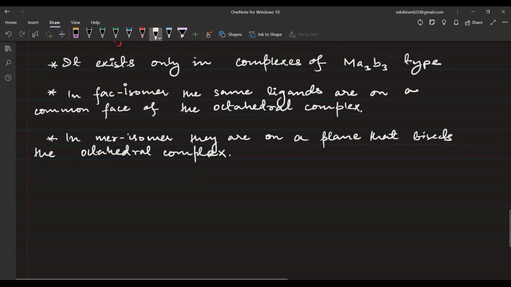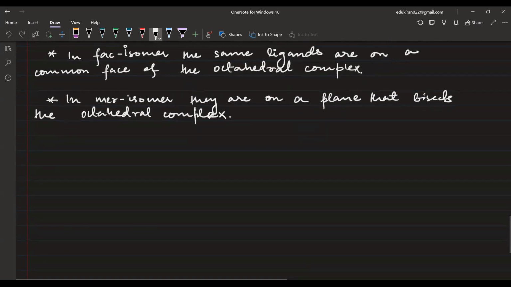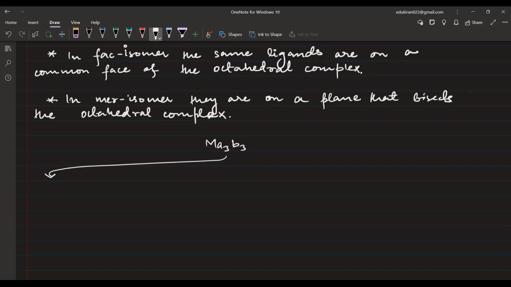This is the definition that you're going to write in the examination, but when it comes to identifying, you will be given some complexes and they will ask you what is the FAC isomer and what is the MER isomer for this complex. So in order to make the FAC isomer and MER isomer, please don't rely on this particular definition. This definition is only if they are asking you what is a FAC isomer or what is a MER isomer. But if they are going to ask you to draw the FAC isomer and MER isomer, then if you have MA3B3, in this case, we'll have one FAC isomer and the other will be MER isomer.